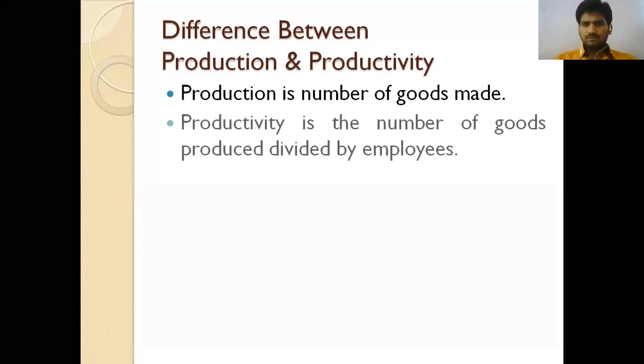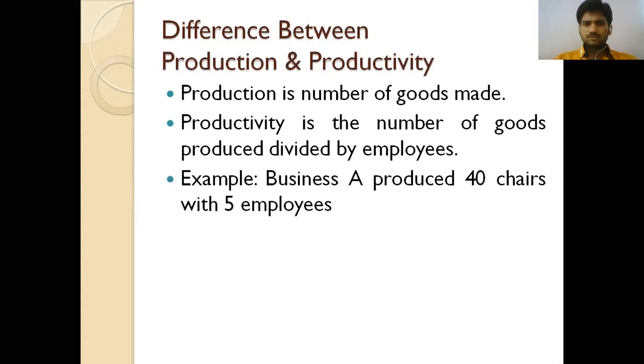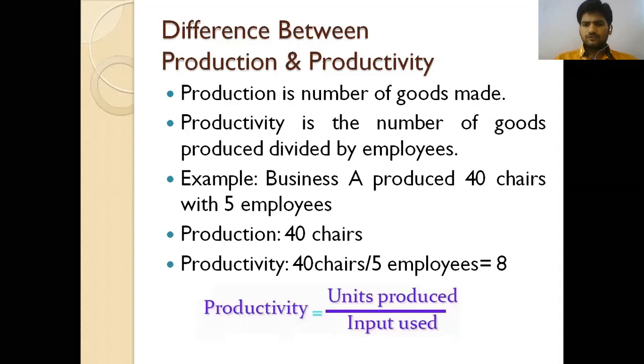Production is the number of goods made, and productivity is the number of goods produced divided by the number of employees. For example, we saw that we have 40 chairs with 5 employees, then the production is 40 chairs and the productivity is 8. That is, units produced per unit of input used. So that is the difference between production and productivity.